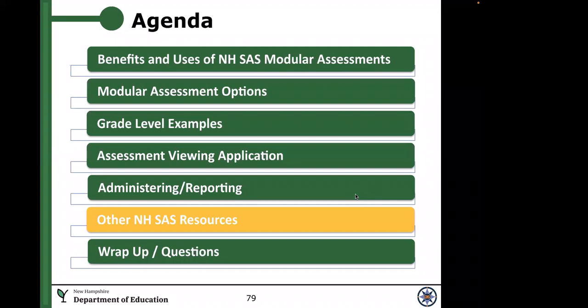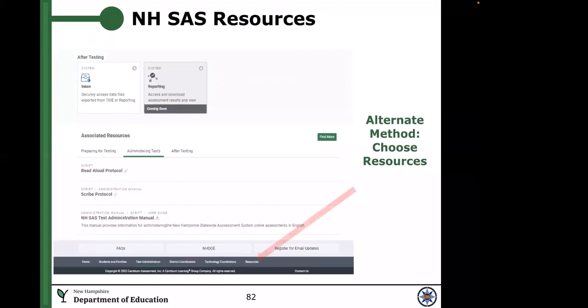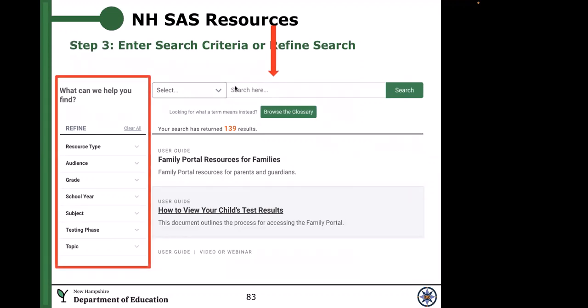Last but not least, there's a lot of other New Hampshire SAS resources that are available on that portal. So I wanted to highlight just a few of them here. As we're on that portal area, we're actually going to choose not test administration, but resources. Or down on the bottom of your screen, wherever you are, you can always choose resources, and it will pop up with this particular page. Here, you're able to enter specific search criteria. You can start with some words here, or you can choose what resource type, and you can start filtering this way. You can always use the drop-down menu here as well.